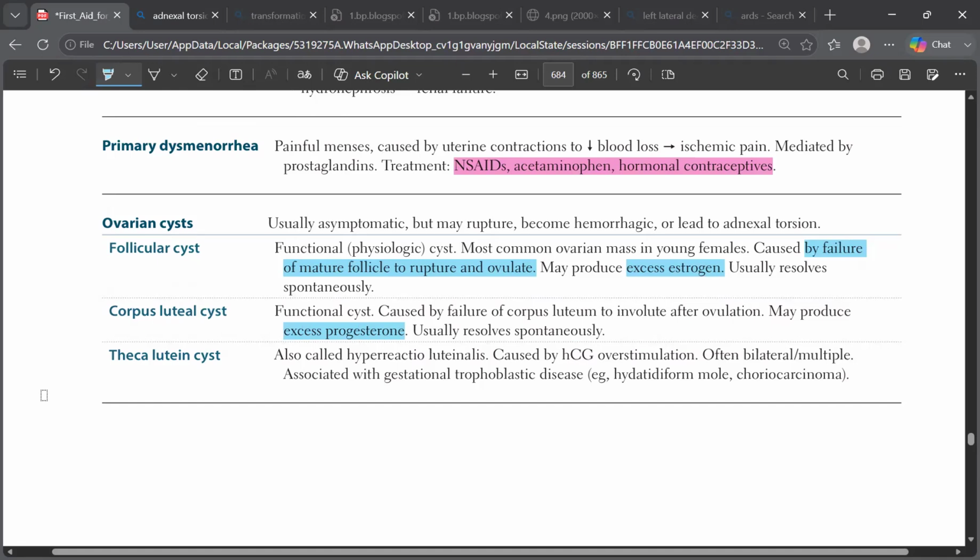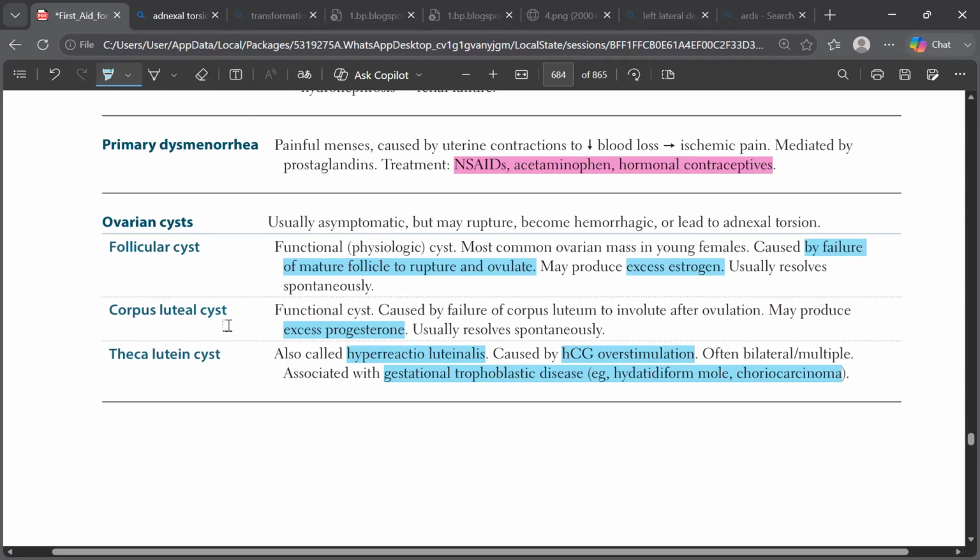The third is a theca lutein cyst, which is also known as hyperreactio luteinalis, caused by HCG overstimulation, often bilateral or multiple, and associated with gestational trophoblastic disease, for example, hydatidiform mole or choriocarcinoma. So, we discussed the theca lutein cyst in the complications of choriocarcinoma. It is caused by HCG overstimulation, and it is often bilateral or multiple cysts in the ovary.